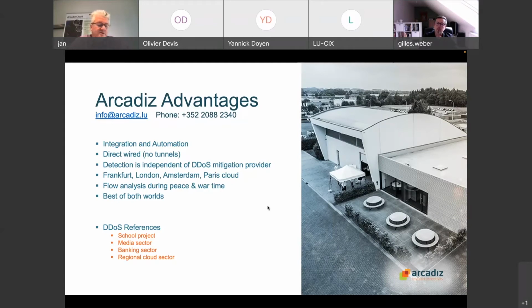Some reference fields we are in: we are active in school projects, in the media sector, banking, but also in the local and regional cloud sector. So if there are any questions, I will make some time for it.